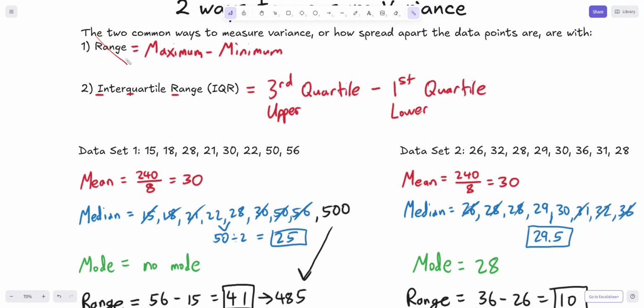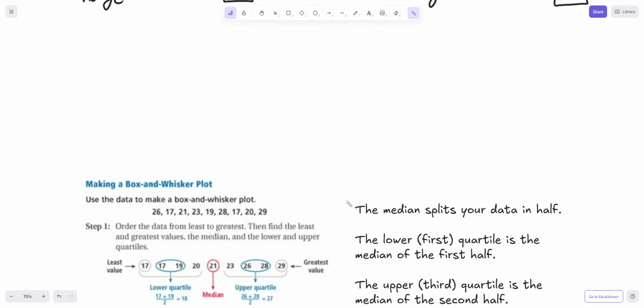Because the outlier by definition is either really big, which will give you a new maximum, or really small, which will give you a new minimum. Either way, the outlier will be bad for the range. So that's where interquartile range comes from. Interquartile range is very similar to the median. The median gets the exact middle number, right? The interquartile range is targeting the middle 50%. And we're going to go over that here.